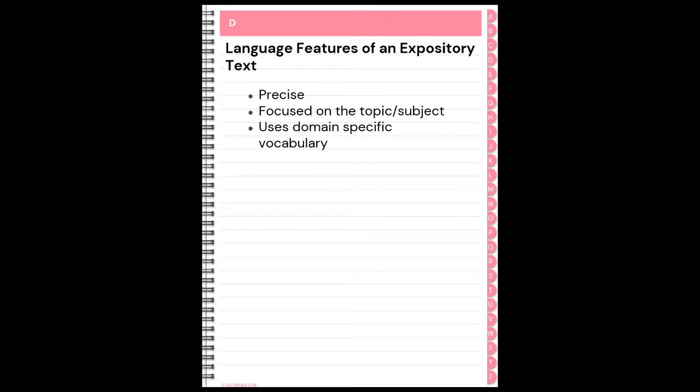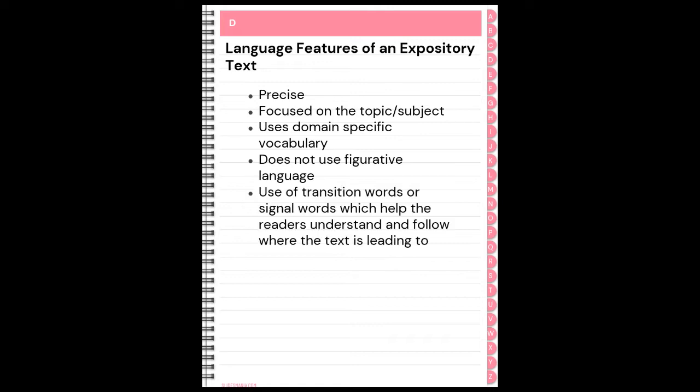The language features of an expository text are as follows. It is precise. It is focused on the topic or subject. It uses domain-specific vocabulary. It doesn't use figurative language. And it uses transitional words or signal words which help the readers understand and follow where the text is leading to. We will learn more about this during the discussion.